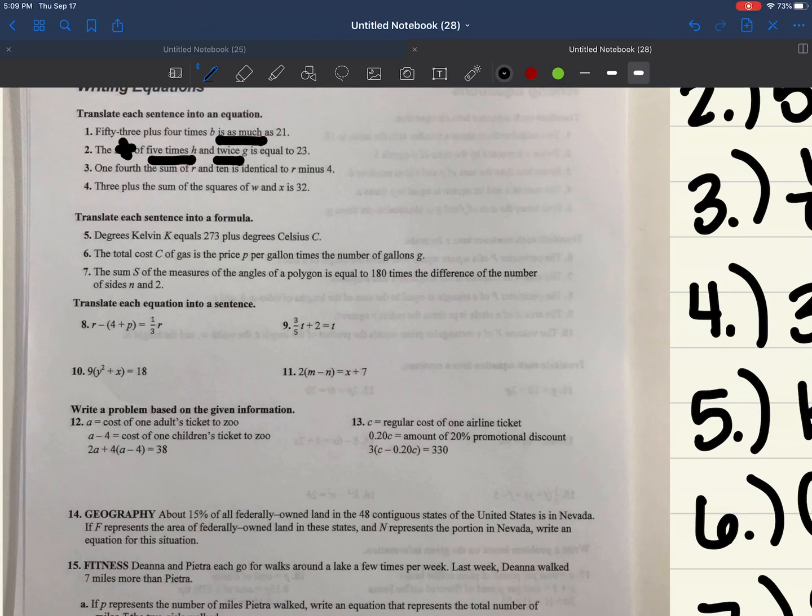Number 10, I would say 9 multiplied by the sum of y squared and x is equal to 18. Number 11, you could say 2 times the difference of m and n is equal to x plus 7, or is equal to 7 more than x. Any of those things would work. Remember, we've talked about this, what different words we can use. Try not to just use the most basic words each time.